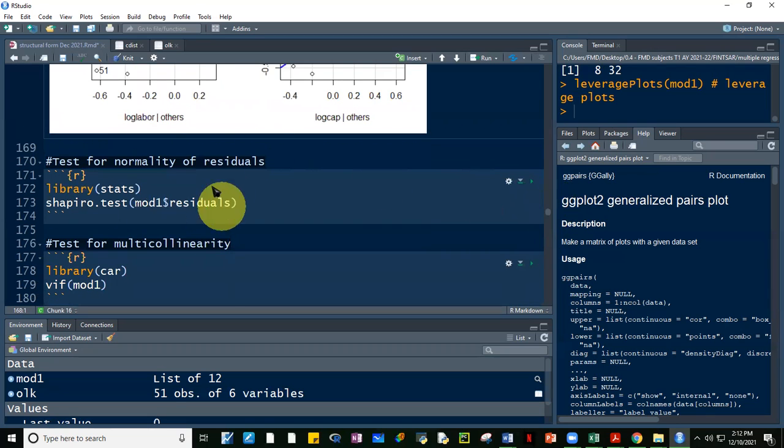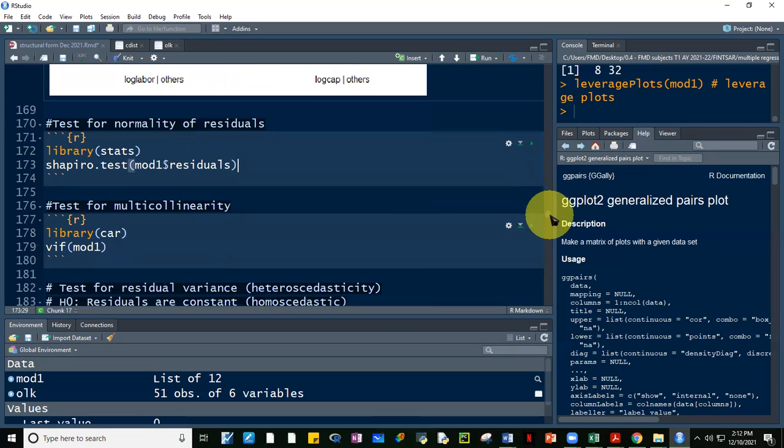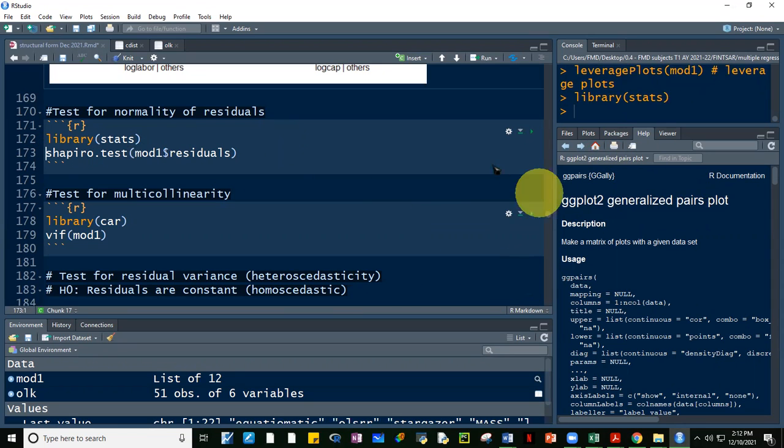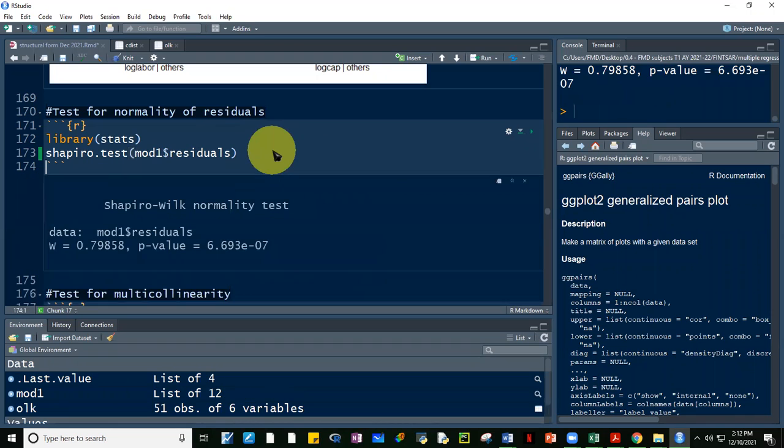Okay, this one, guys, I'm already giving you a test on the model: the Shapiro test, which is the test for normality. We said that, as much as possible, our residuals should be normally distributed, because that's an assumption of the classical linear regression model. So using the stats package, let's get it from the library. And then we use the Shapiro test. Shapiro test.